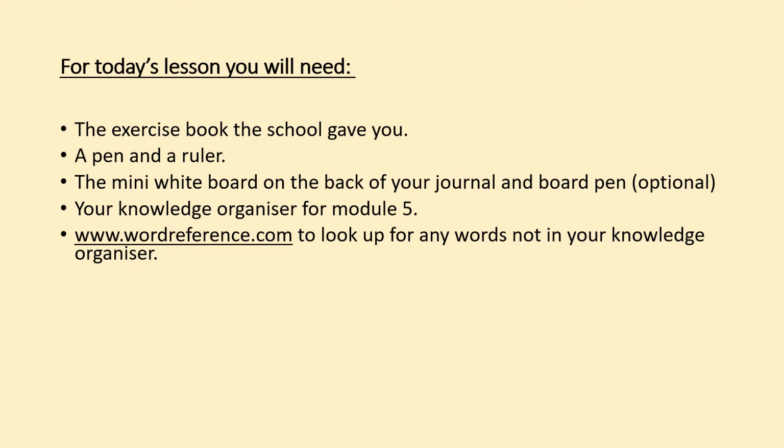For today's lesson you'll need the following equipment: the exercise book the school gave you, a pen and a ruler for underlining. The mini whiteboard on the back of your journal and a board pen are optional. If not, you can use the back of your book. Your knowledge organiser for Module 5 can be opened on a window. This is on class charts. And wordreference.com can also be opened in another window to help you look up any words not in your knowledge organiser. And this could be quite useful for the final activity. Please pause to get those now.